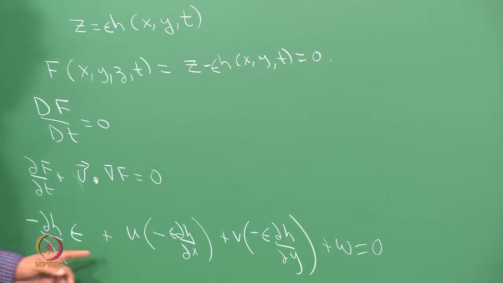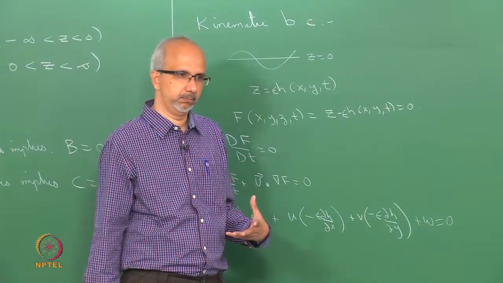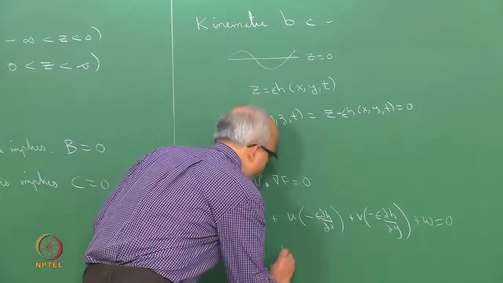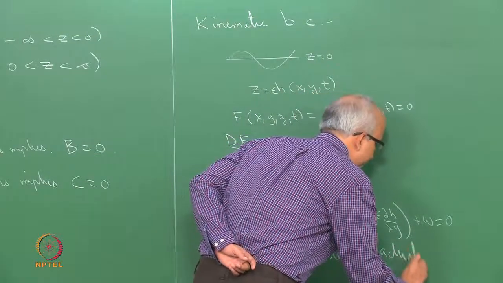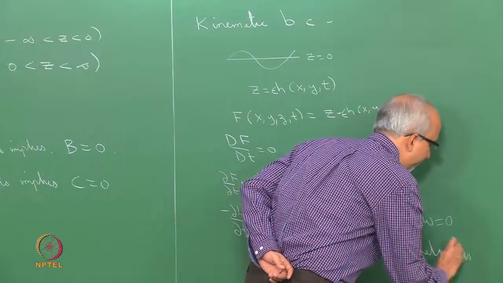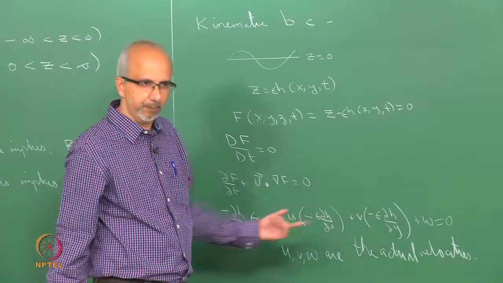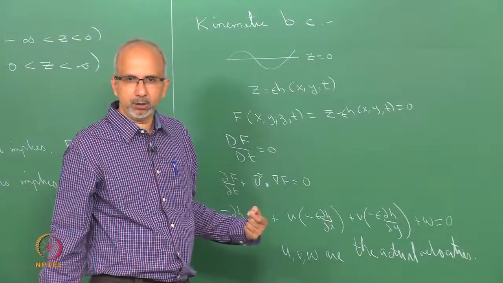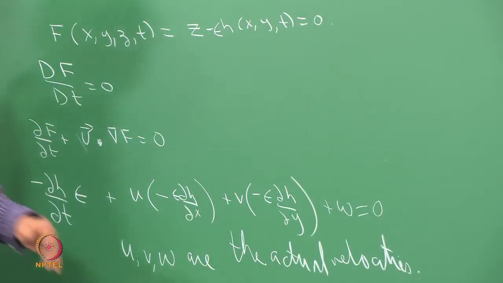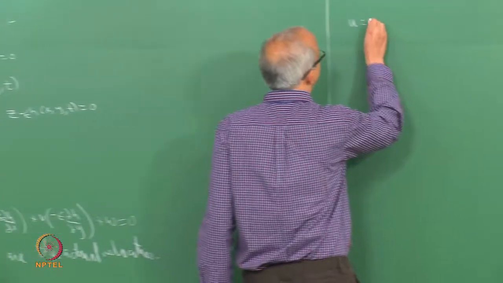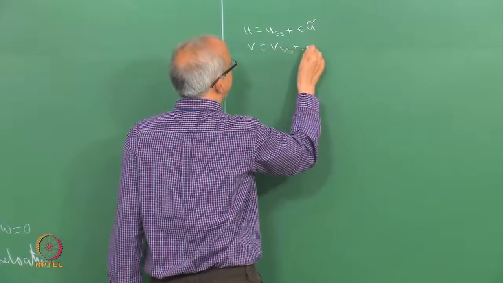Remember, the u, v and w are the actual velocities. I have not done any breaking this up in the form of a steady state plus a perturbation. So what is u? u is actually u_ss plus epsilon u tilde. And h, remember, is your perturbation itself. So actually u is u_ss plus epsilon u tilde, v is v_ss plus epsilon v tilde, and so on and so forth.